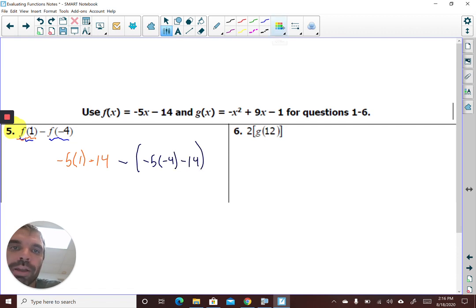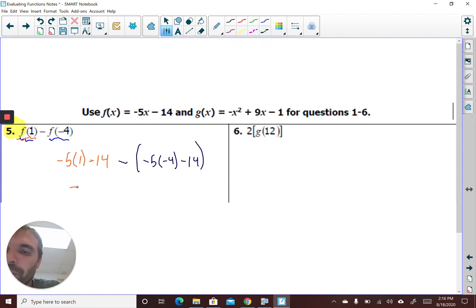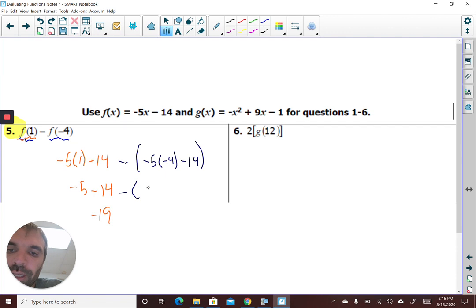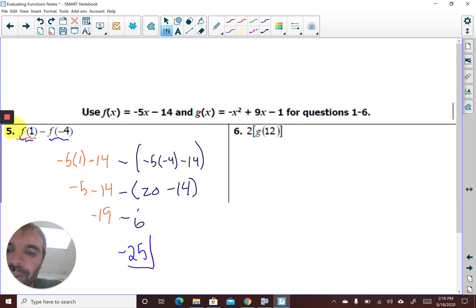And now we just do our math. Negative 5 times 1 is negative 5 minus 14, which is negative 19. So that f of 1 turns into negative 19. Then I've got this minus, that's 20 minus 14. So that's minus 6. When I put those together, I get negative 19 minus 6, or negative 25 as my answer. All right, so the biggest key here is keeping things a little bit neat and organized to help you out.